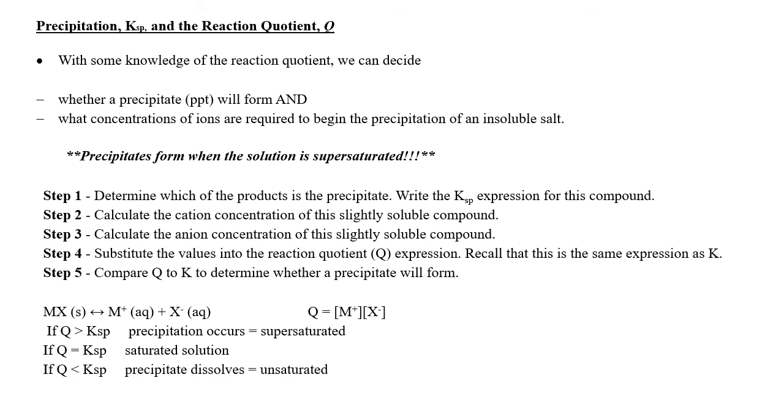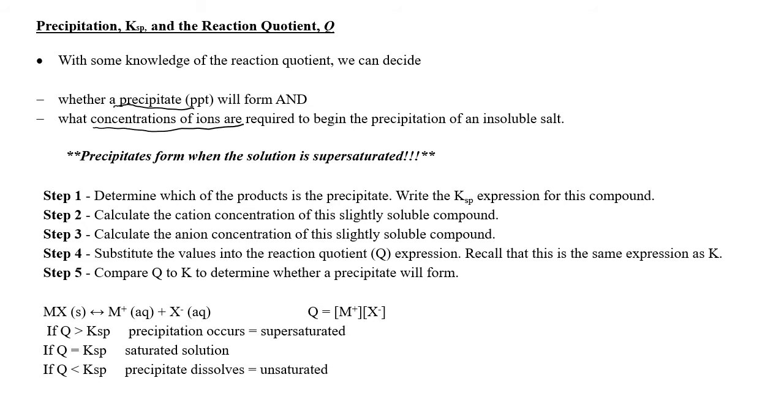Now we're going to determine the direction of an equilibrium shift by comparing Q to K. This is all about trying to determine if a precipitate will form based on the concentrations that are initially present. So we want to determine if a precipitate forms based on the concentration of the ions that are present and what are required for that precipitation.